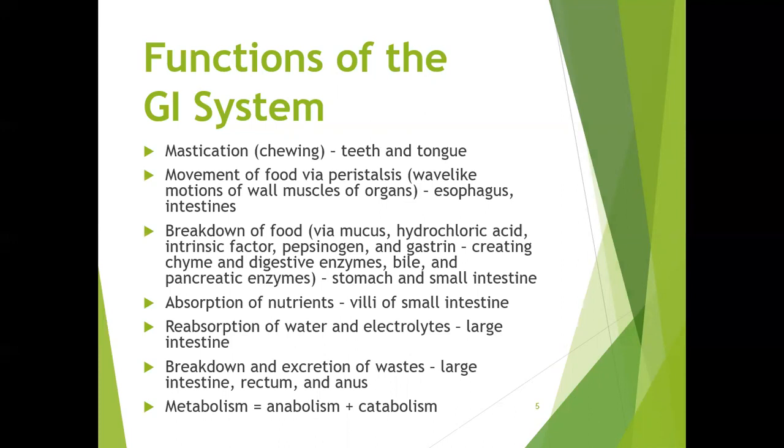Metabolism is a major component of the GI system, a huge function of the GI system. Metabolism is composed of anabolism and catabolism. Anabolism is where we synthesize our substances, and we build, we maintain, we repair body tissues. So we have to be able to bring the substances together to make new. And catabolism is the breakdown of larger molecules into smaller molecules so that energy becomes available.